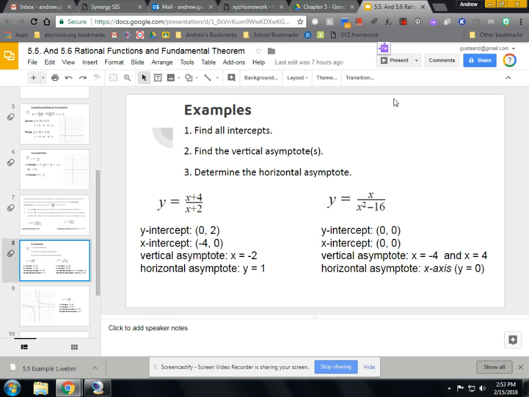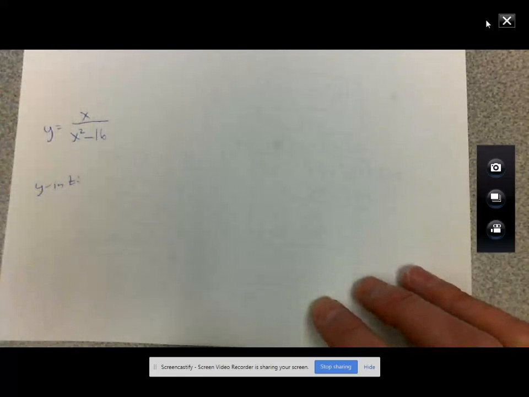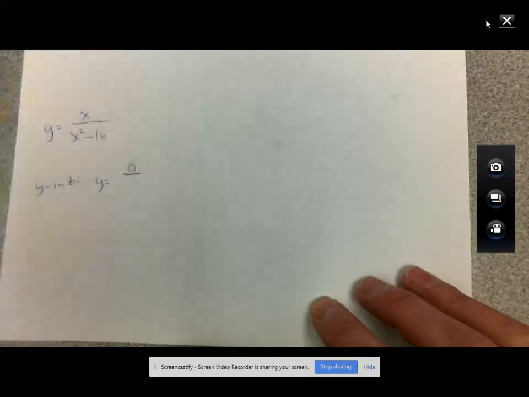We're looking at the second function here and how we got those results for the intercepts and for the asymptotes. So I'm going to move over to my document camera. For the y-intercept, we want to leave y alone, and we want to set x to be 0.